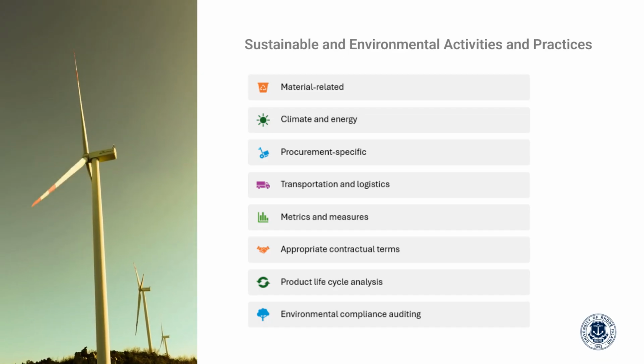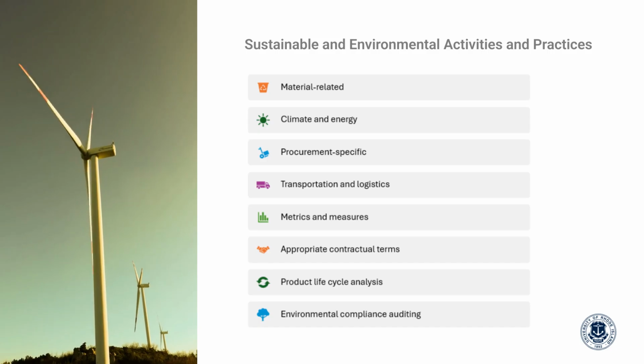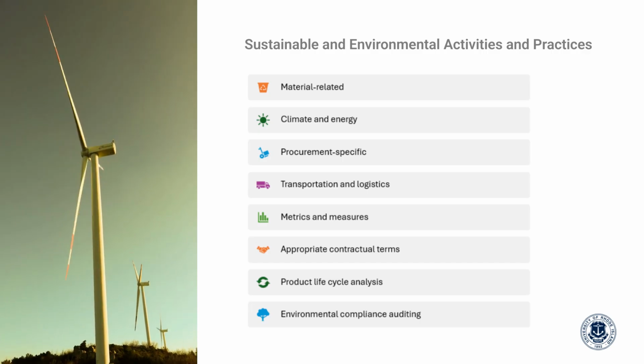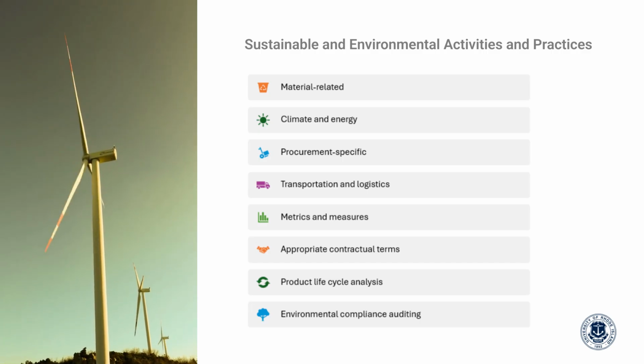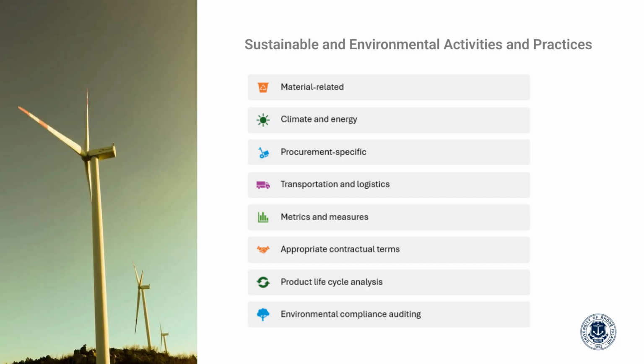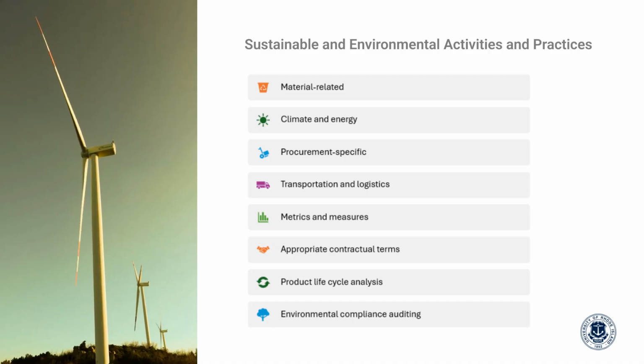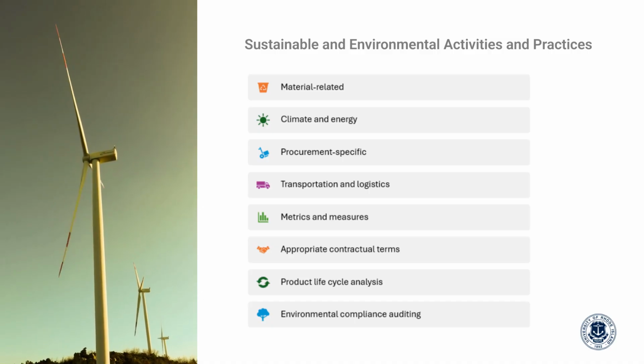Finally, let's discuss sustainable and environmental activities and practices. Sustainability has become an important responsibility in supply management. Buyers are increasingly expected to manage not only cost and quality, but also environmental impact across the supply chain. Material-related practices focus on selecting environmentally responsible inputs. This includes reducing hazardous materials, increasing recycled content, and minimizing waste in packaging and production.